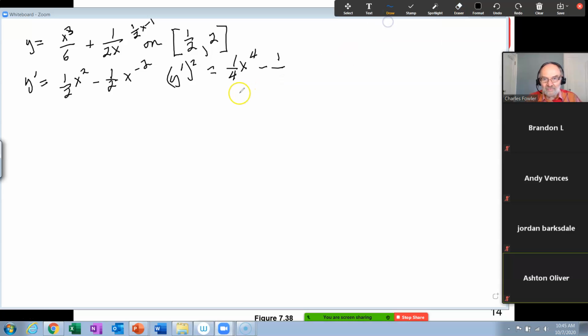Twice the product of the two terms. Okay, and then square the last term. Well, that would be a plus 1/4 x to the minus 4. Now I'm going to leave it in exponential notation because it's a little easier to work with.